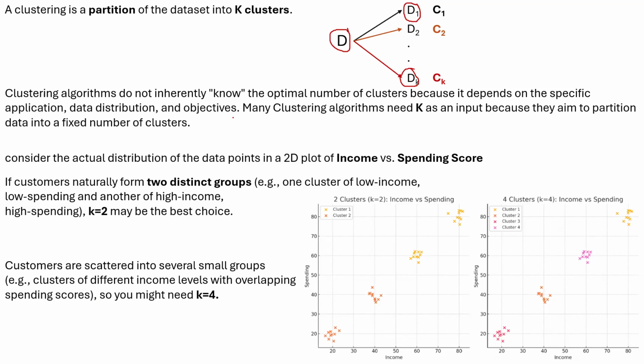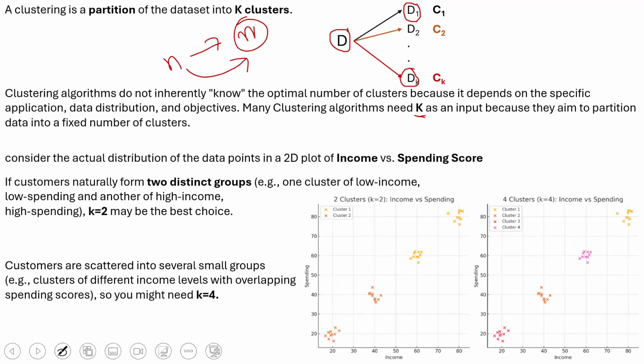If you give it to a clustering algorithm, let's suppose you have n points in your data set, it can come up with n clusters. It can break up each point into a single cluster. To that level it can go, but you have to specify the number of clusters that you want to break your data set into, depending on your business conditions or objectives, whatever it is. So many clustering algorithms need k as an input because they aim to partition the data into a fixed number of clusters. So it's a user-defined parameter.